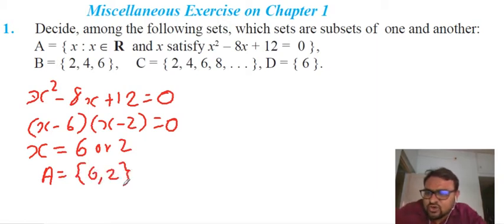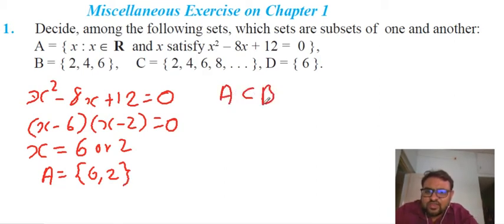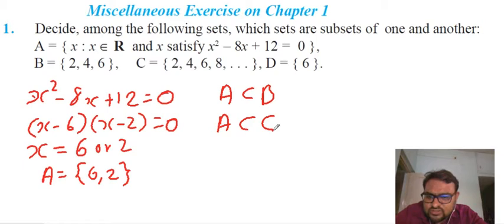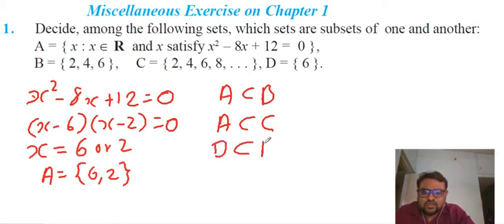Now you can see that all the elements of A are there in B. So A is a subset of B. All the elements of A are there in C. So A is a subset of C. All the elements of A are not in D because 2 is not there in D. Clear? But all the elements of D are there in A. So D is a subset of A. As D is a subset of A, and A is a subset of B and C, that means D is also a subset of B and D is also a subset of C.